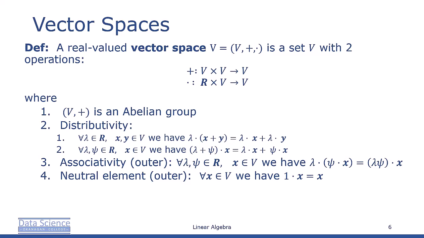These elements that we're talking about, x and y, are going to be vectors. And the inner operation, the plus, is regular vector addition. And the outer operation, the dot, is called scalar multiplication. To make things easier, in what follows, we'll denote a vector space, the triple (V, plus, dot), simply by V whenever we're using our standard vector addition and scalar multiplication.